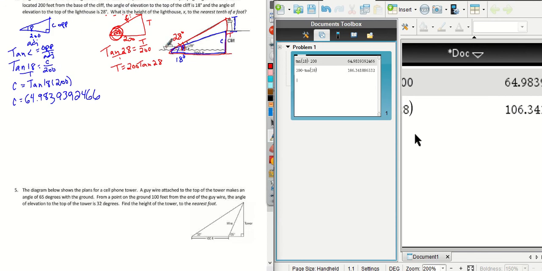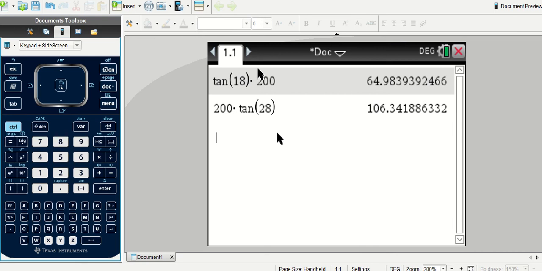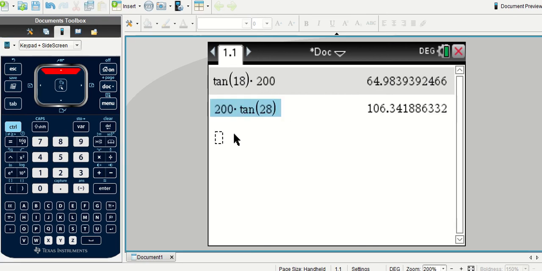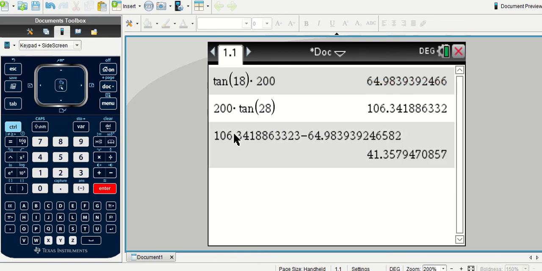Okay, so T is equal to 106.3418863, and C is 32. Then we just want to subtract. So we're going to go ahead and take the bigger number, and we're going to subtract the smaller number. So I'm just going to highlight and hit enter to bring that down, and we get 34 point, and then we're going to round to the nearest tenth, so this is 34.4.